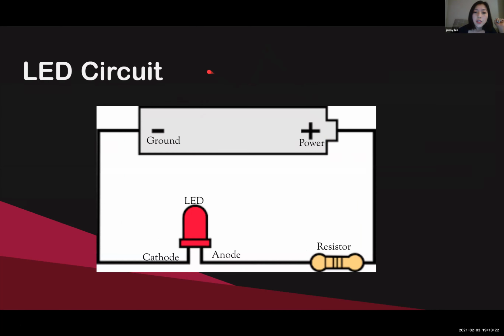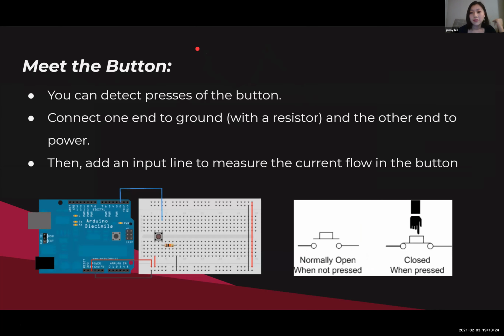Super easy. Now we're going to meet the button. As the name implies, you can detect presses when the button is pressed and when it's not pressed, which makes it a really nice input to work with. You need to connect one side to ground with the resistor, and then you need to connect the other end to power.